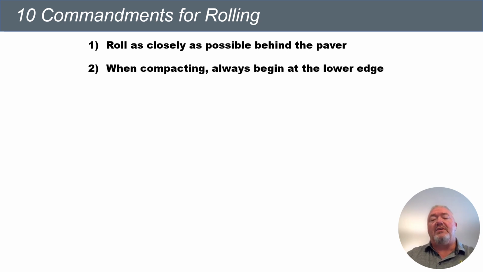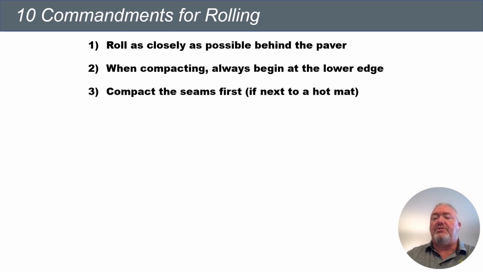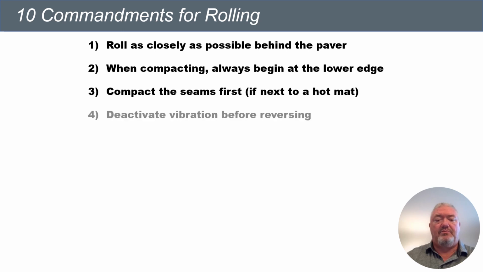We always want to start on the lower edge. At least I like to start on the lower edge and bring all the material up to the joint so we're working against gravity. And then we'll talk about joints later. The only time I compact a joint first possibly is if it's next to a hot mat already, so we're paving in echelon, or if we're paving next to a lay that's just been laid as well too.